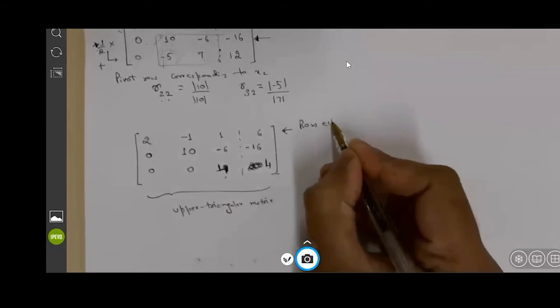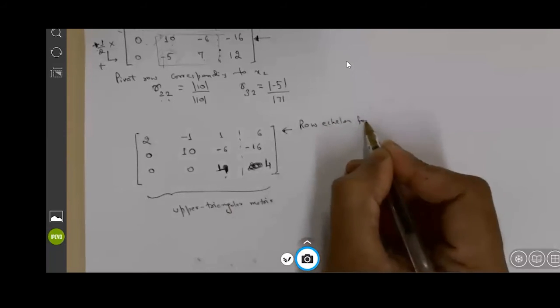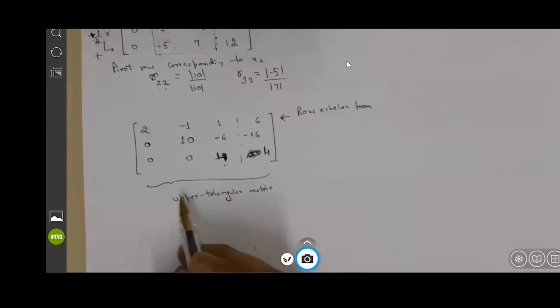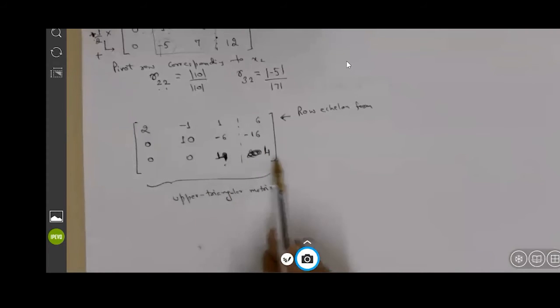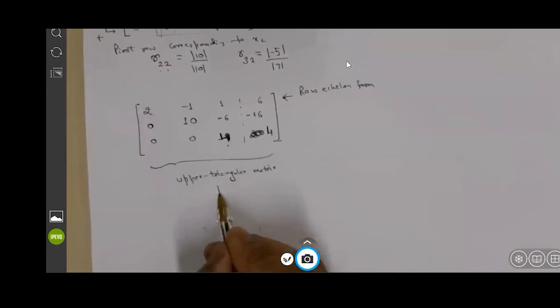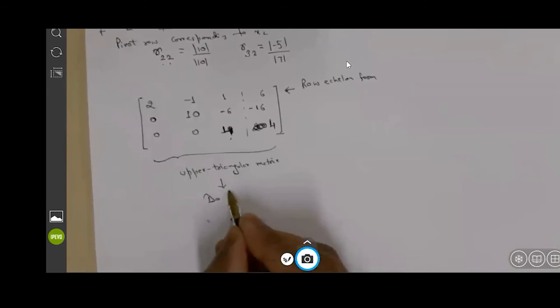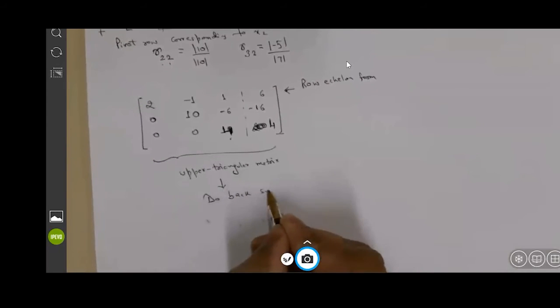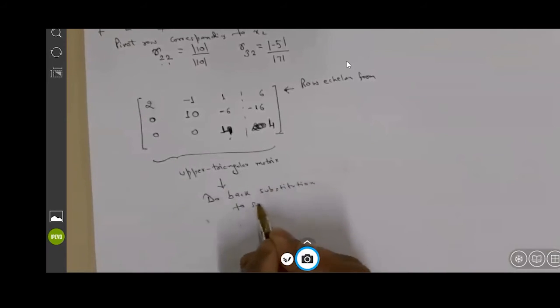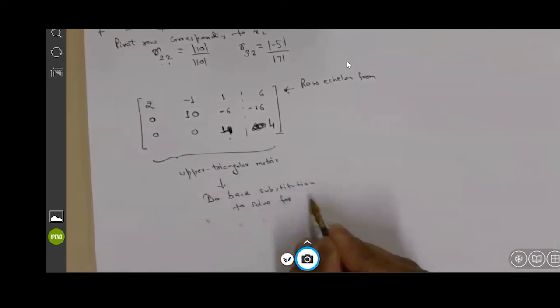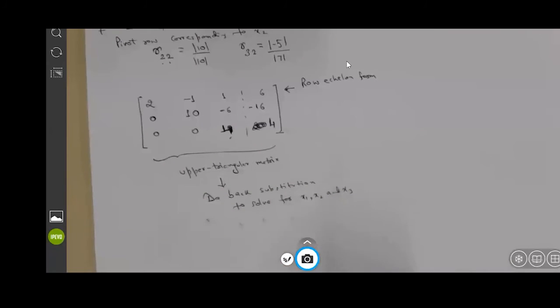And this is row echelon form. Why it is called a row echelon form basically means this is A and this is B. And how you can solve for x1, x2, and x3, you do back substitution, to solve for x1, x2, and x3.